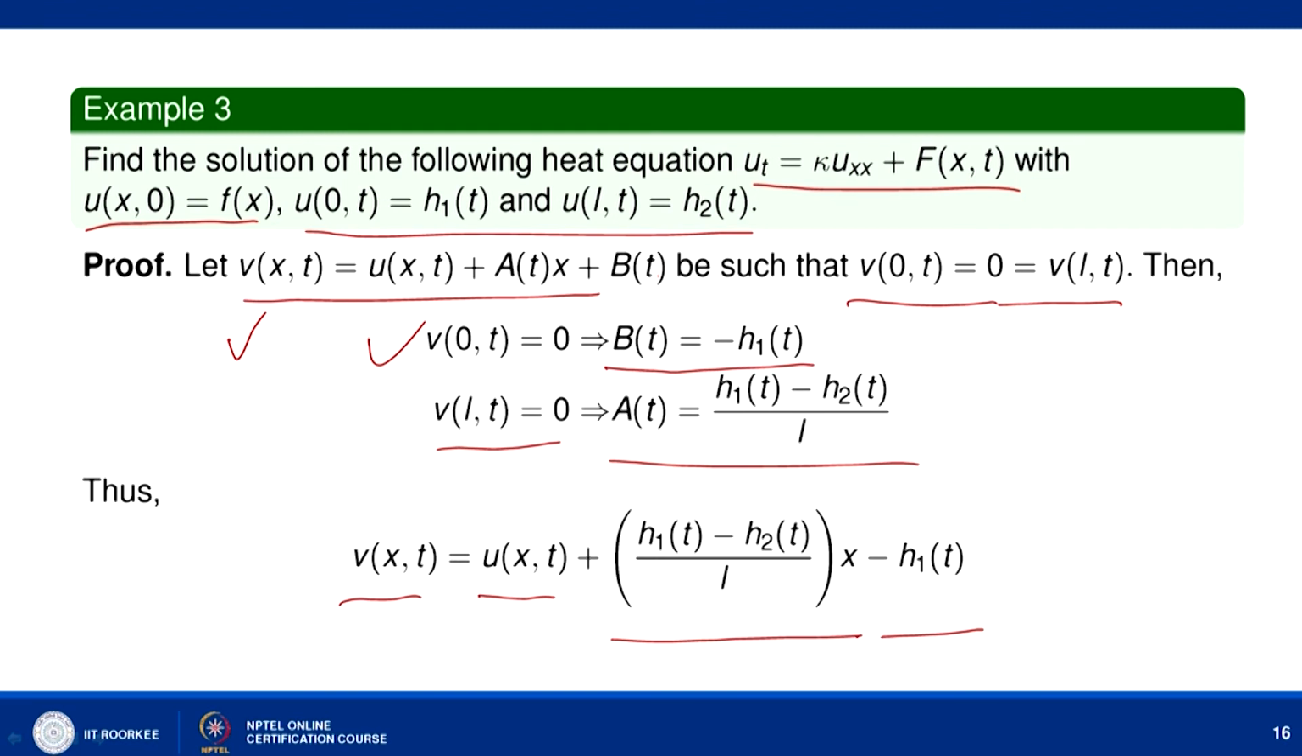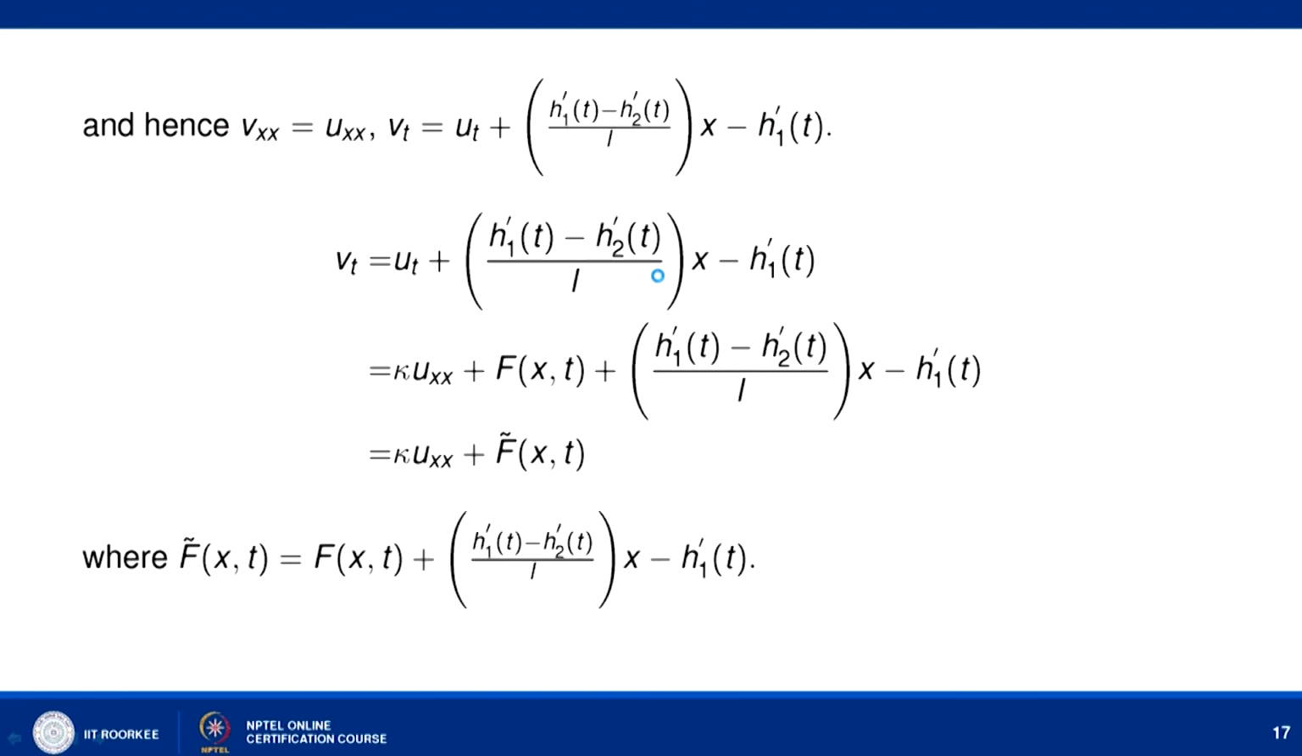Now, look at the initial condition and the equation itself. Here we find out Vxx, and Vxx is coming out to be Uxx, that we can verify, and Vt we can find out as Ut plus (H1'(t) minus H2'(t))/L times x minus H1'(t). Now, here we already know that Ut is equal to k uxx plus f(x,t). So using the expression for Ut, we can write Vt as k uxx plus f(x,t) plus (H1'(t) minus H2'(t))/L times x minus H1'(t).